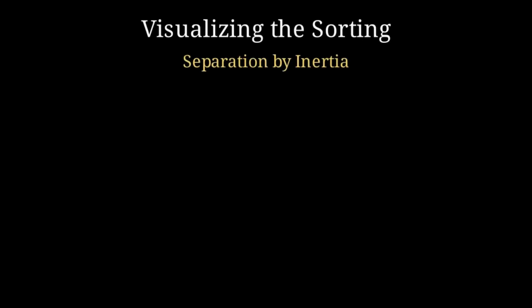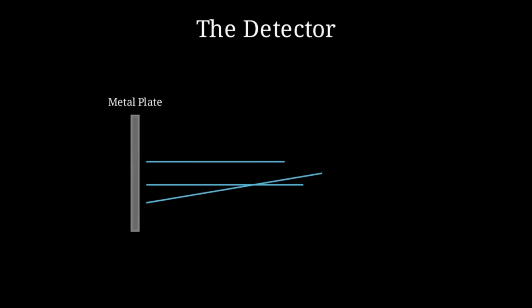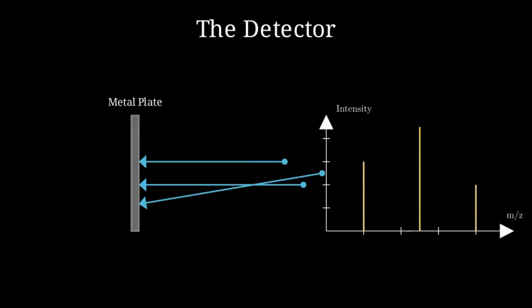Think of it like a car turn. A light sports car can take a sharp turn easily, while a heavy truck tends to plow straight ahead. In the spectrometer, the heavier isotopes have more inertia and resist the magnetic pull. At the end of the curve, a detector records the position and quantity of arriving ions. Each hit generates a small electric current, which the computer translates into a peak on a mass spectrum graph.